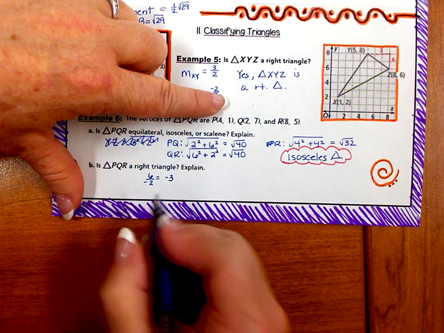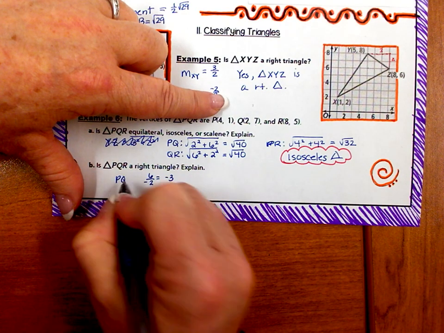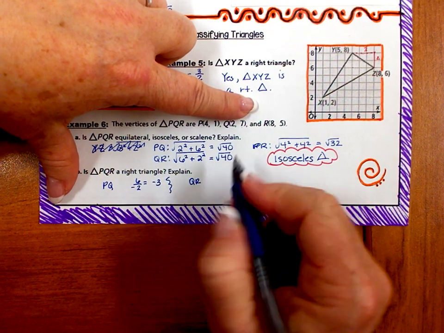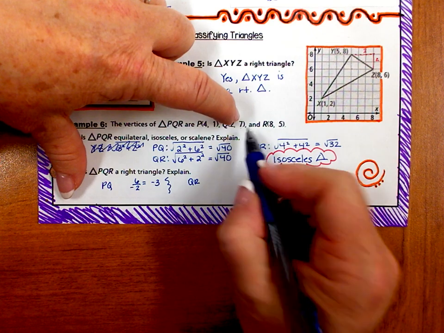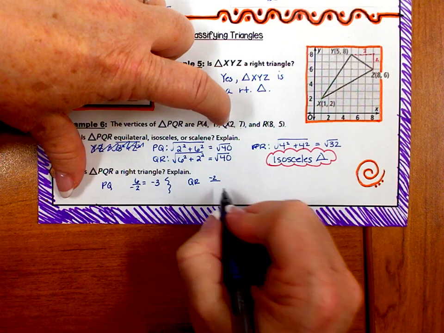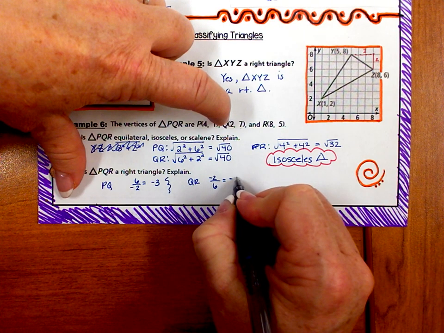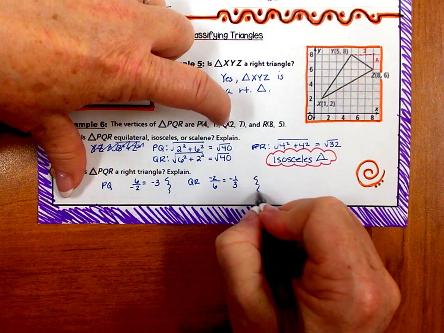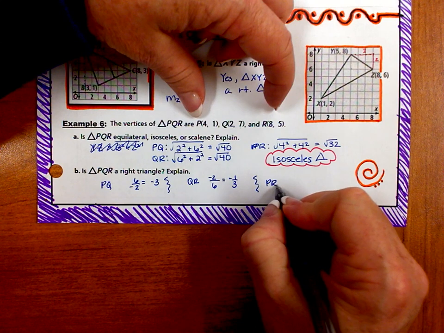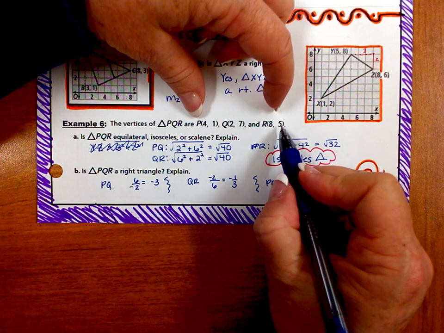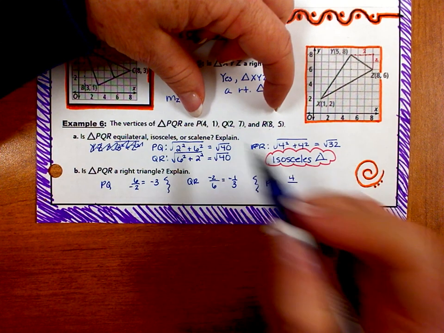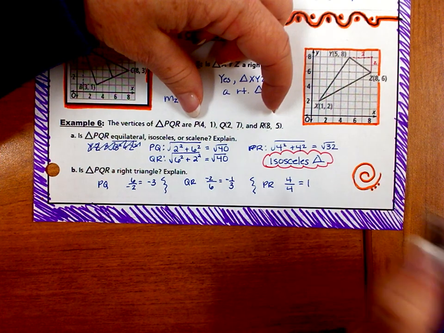Okay, so that was PQ. Now let's do QR. 5 minus 7 is negative 2, and 8 minus 2 is 6, which equals negative 1/3. Okay, and now P and R. We're going to do 5 minus 1 is 4, over 8 minus 4 is 4, which equals 1.